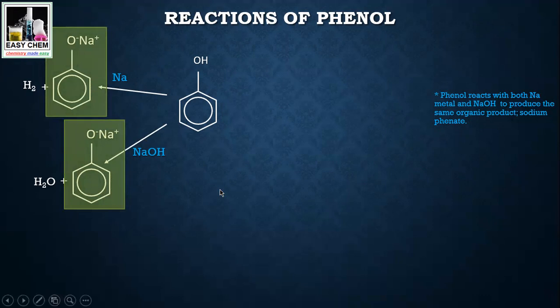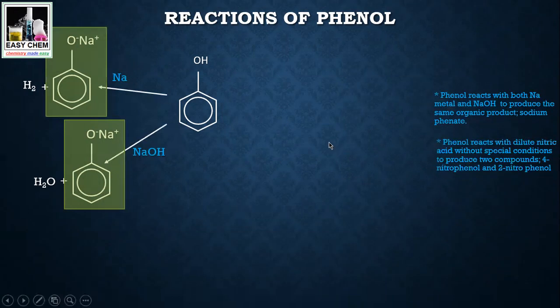And then afterwards, phenol can show another reaction with dilute nitric acid also. If you remember, benzene never reacts with dilute nitric acid because benzene is not very reactive, but phenol is more reactive. Therefore, phenol can react with dilute nitric acid also. And it can give two products.